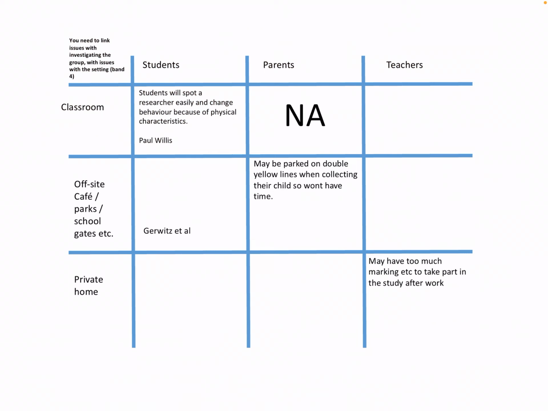So you can use that point in a few of the other sections that I've given you. And Paul Willis did his research in the classroom as well as other places as well. So I've just put his name in there. I've given you an example there for being off-site: cafes, parks, school gates. Gurwitz, that's actually in the wrong section, that Gurwitz et al., because they did not do their research on students, they did their research on parents. So well done those of you that spotted that, but make sure you write that in the right section, not that one.